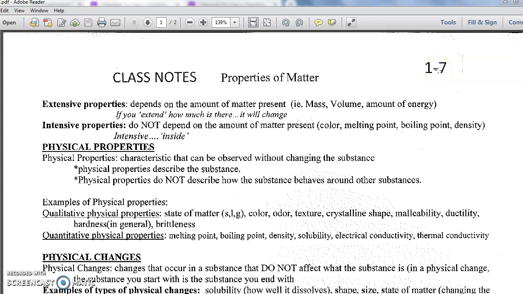This is page 7 of our unit. As we've been saying, make sure you print out, if you can, this handout, and this would be the 7th page in Unit 1. We've been talking about the properties of matter.